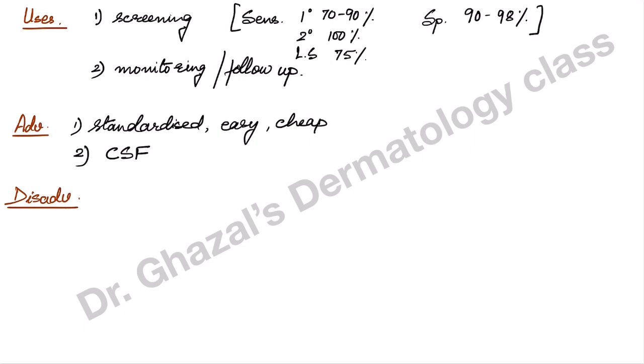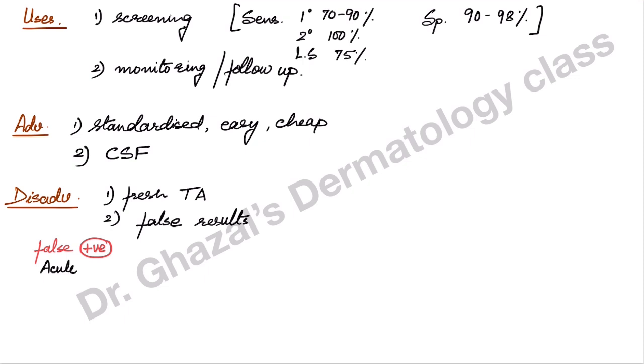Some disadvantages are that every time you have to have a freshly prepared test antigen, and the false results may be false positive, like due to some technical errors, or the biologically false positive results, that is BFP, which may be acute if this positivity remains less than 6 months, and if it remains more than 6 months it's chronic.